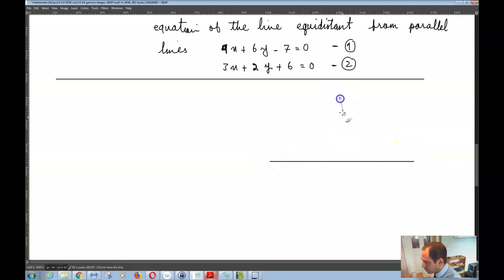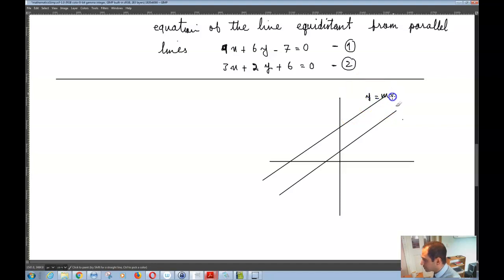So suppose that you have this line over here and this line over here, and suppose that these lines are parallel. I can call this line y is equal to mx plus c1, and I can call this y is equal to mx plus c2, with the same slope m. And this point over here, we can find the x-intercept of this line, which is negative c1 by m.